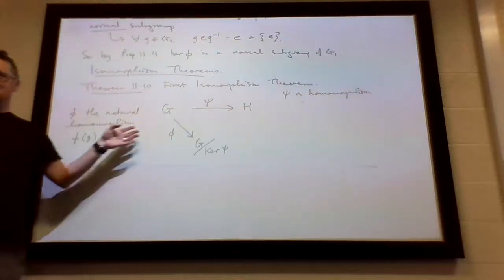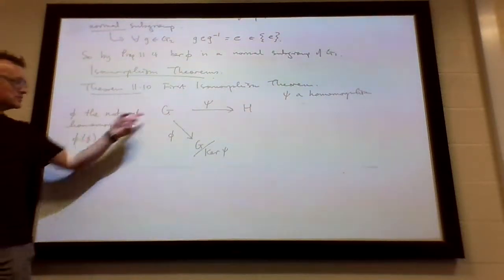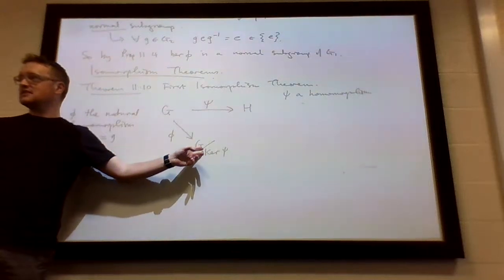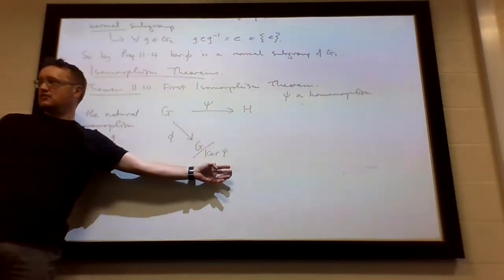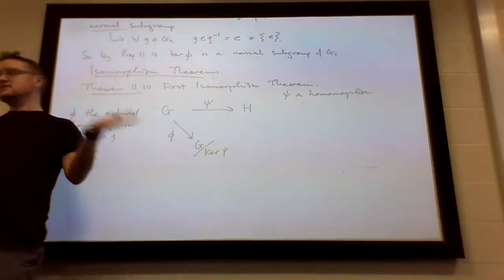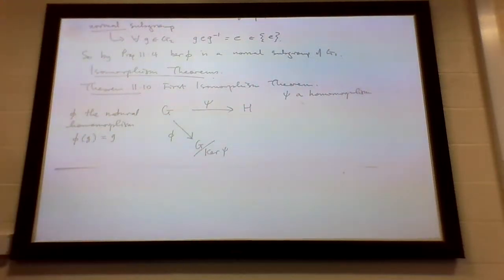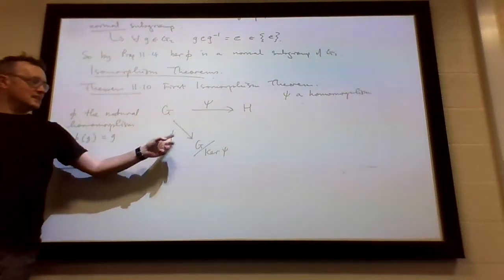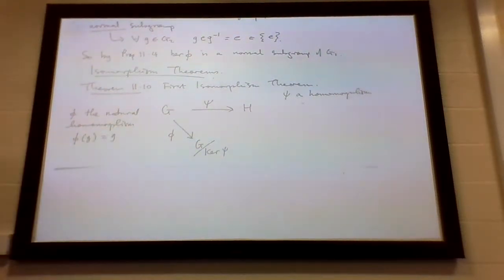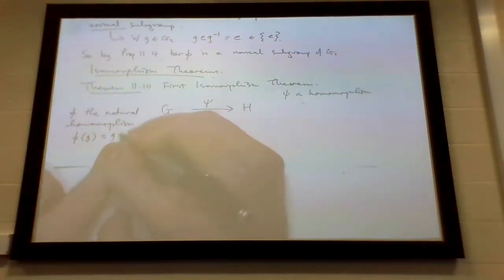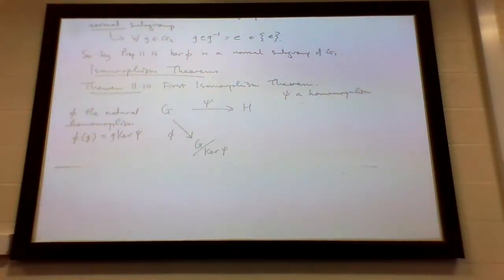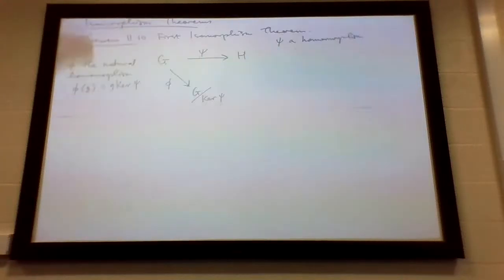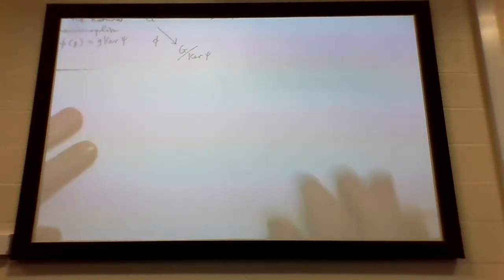So we must send an element from G to a certain left coset. Some left coset of the kernel of psi, or right coset, but the left cosets are equal to the right cosets, so we just refer to left ones. There's only one choice: it should be the left coset represented by g. That's the natural homomorphism.